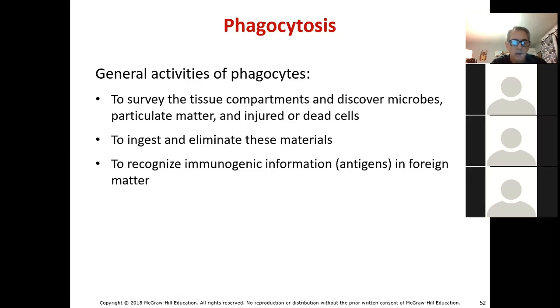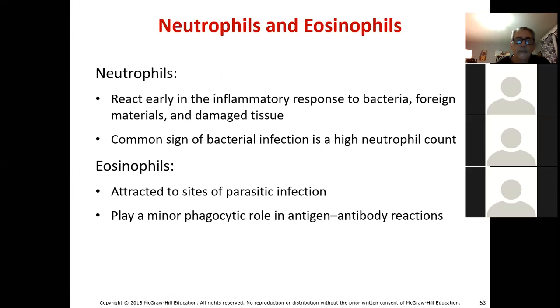So the general activity of phagocytes is to survey tissue compartments, discover microbes, particulate matter, or remove injured or dead cells. They digest and eliminate these materials. They recognize immunological information, in other words, antigens and foreign matter. The neutrophils react early in the inflammatory response to foreign materials and damaged tissue. A common sign of a bacterial infection is a high neutrophil count. The eosinophils are attracted to sites of parasitic infection. They play a minor phagocytic role in antigen-antibody reactions. So they're very slightly phagocytic.